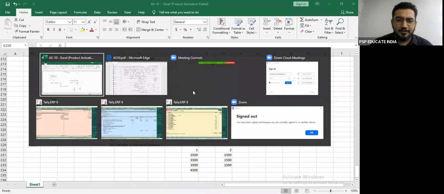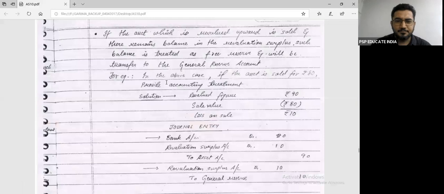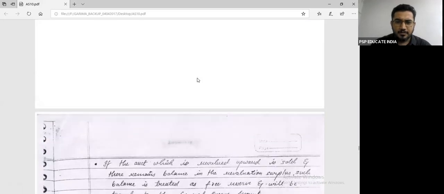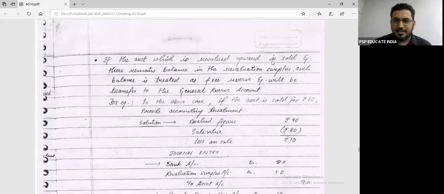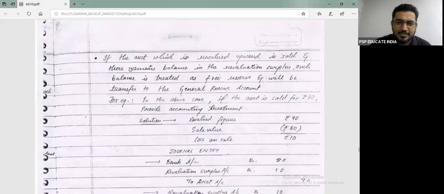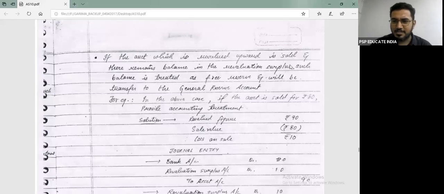Okay, if you all are clear, let's understand what is given over here. It says, if the asset which is revalued upwards in the past is sold and there remains a balance in the revaluation surplus, such balance is treated as a free reserve. Underline, it is treated as a free reserve. You will treat this balance as a free reserve, and it will be transferred to the general reserve account.